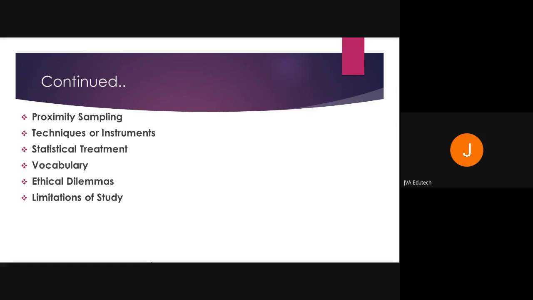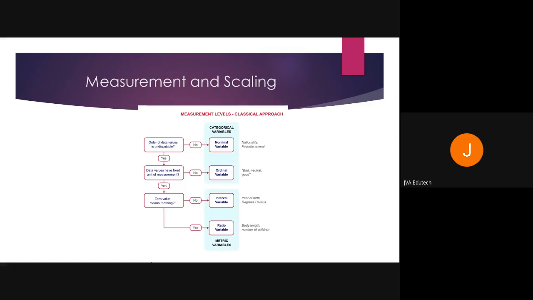Don't use jargon in your report vocabulary. Ethical dilemmas have to be taken care of through confidentiality statements to the respondent, because if somebody is giving you a response, they have to be assured that their data won't be used for any other purpose rather than the research. And then limitations of the study have to be clearly defined.